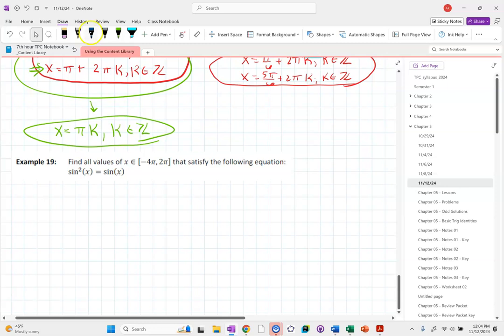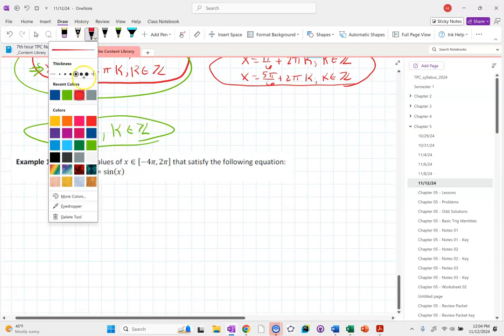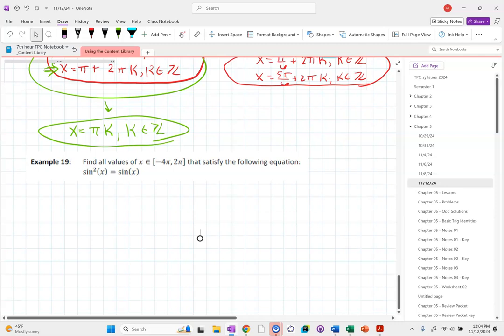All right, folks, hang in there. I got one more example, and then we can be donezos. Yay!